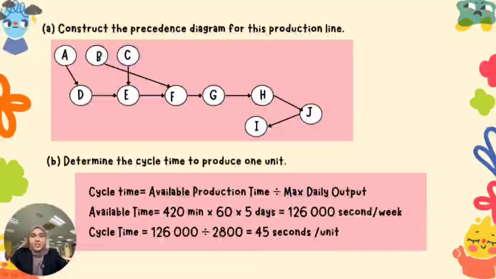Next, we calculate the cycle time using the formula: available production time divided by weekly demand. The available production time is 126,000 seconds per week. After dividing by the weekly demand of 2,800 units, the cycle time is 45 seconds per unit. This means one unit should be completed every 45 seconds to meet customer demand.